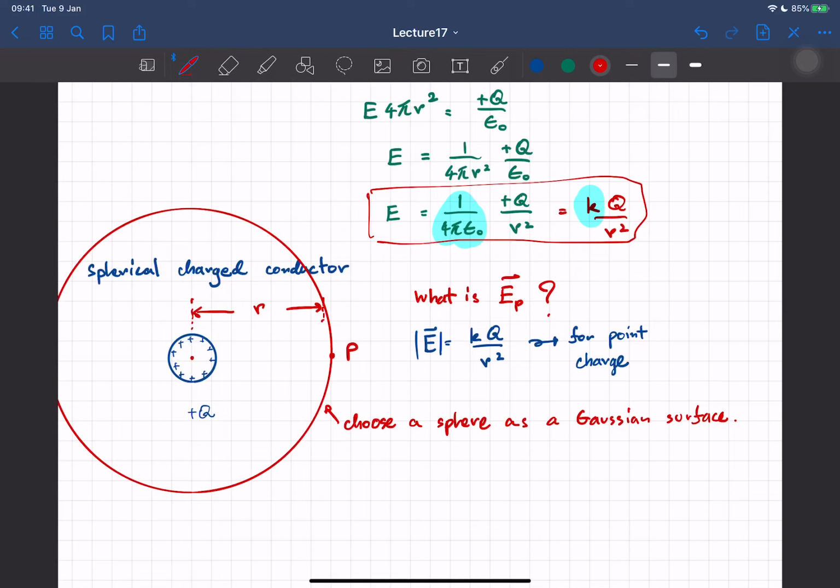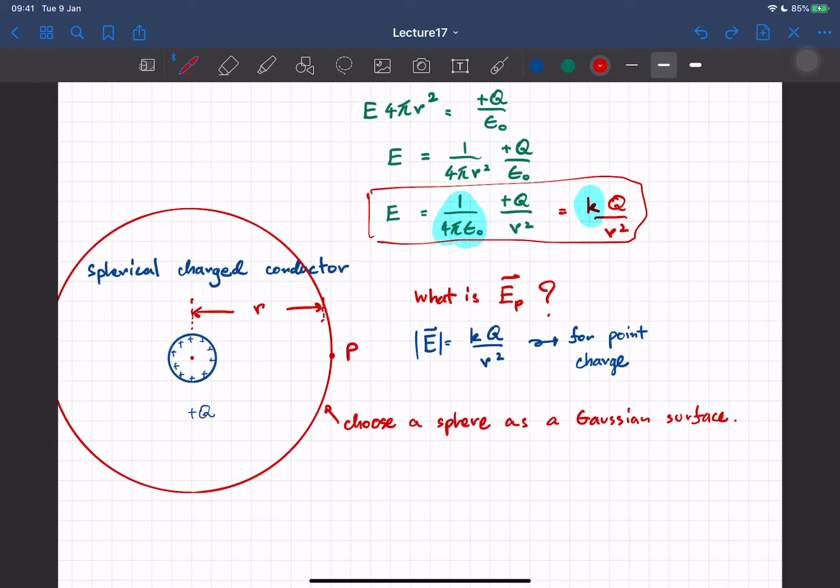Right. Okay. Well, strictly speaking, a sphere is not a surface, so I should say spherical surface. But you know what I mean. So I chose a spherical surface to be my Gaussian surface here. That's my first step of applying Gauss' law.